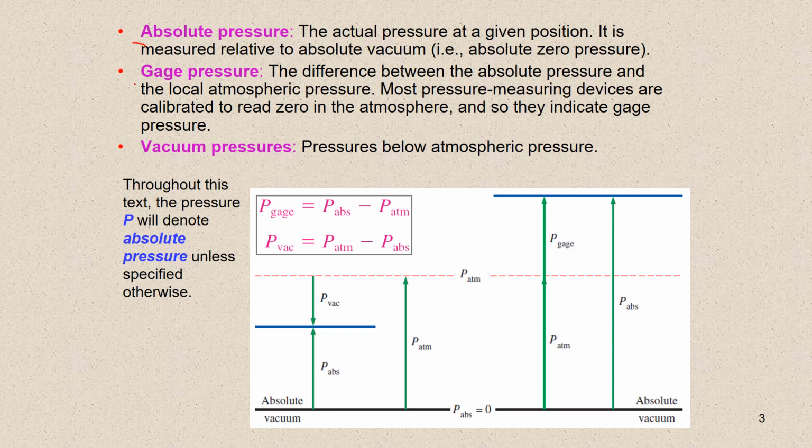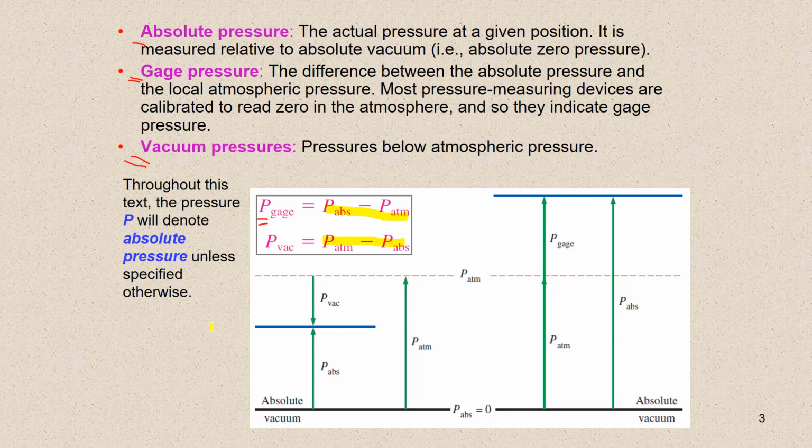Most pressure measuring devices are calibrated to read zero in the atmosphere, and so they indicate the difference between the absolute pressure and the local atmospheric pressure. This difference is called the gauge pressure, or P gauge. P gauge can be positive or negative, but pressures below atmospheric pressure are sometimes called vacuum pressures and are measured by vacuum gauges that indicate the difference between the atmospheric pressure and the absolute pressure. So P gauge is equal to P absolute minus P atmospheric, and P vacuum is equal to P atmospheric minus P absolute. So let's put this into practice.